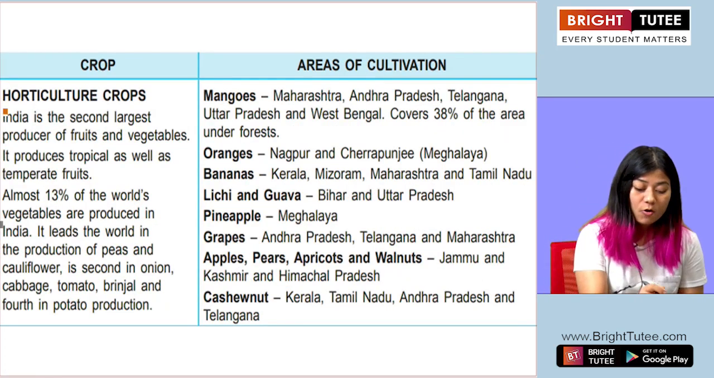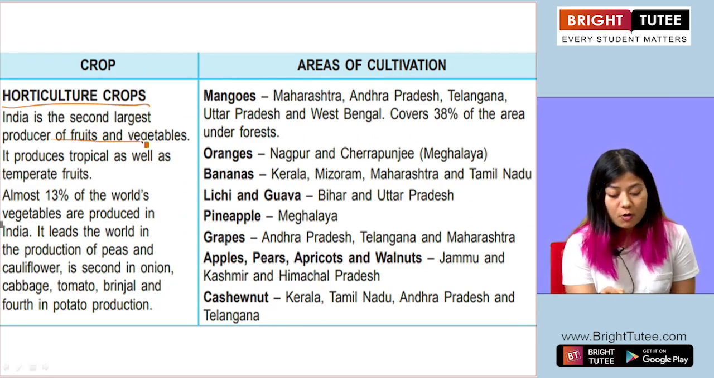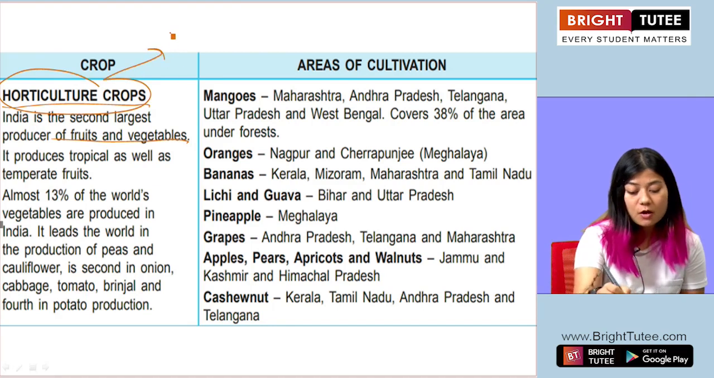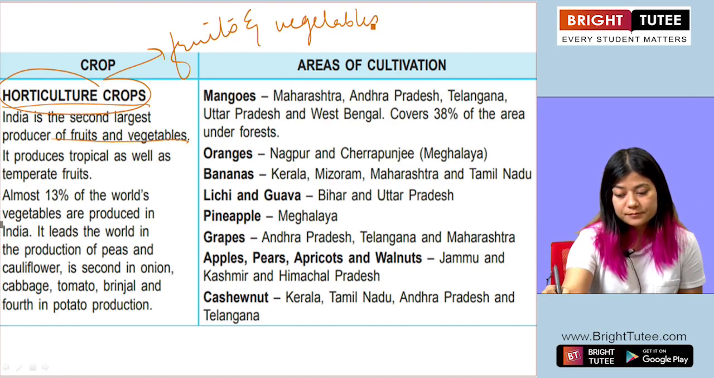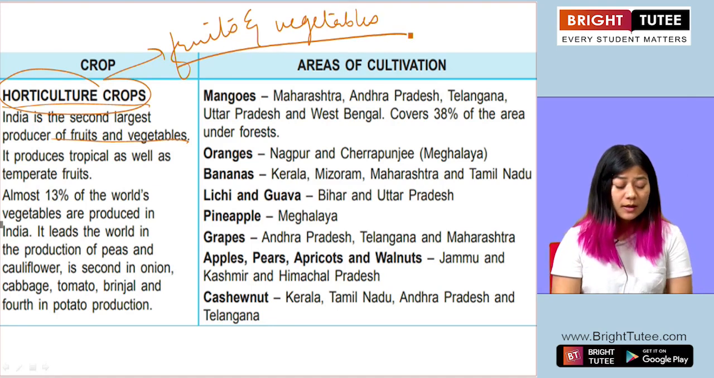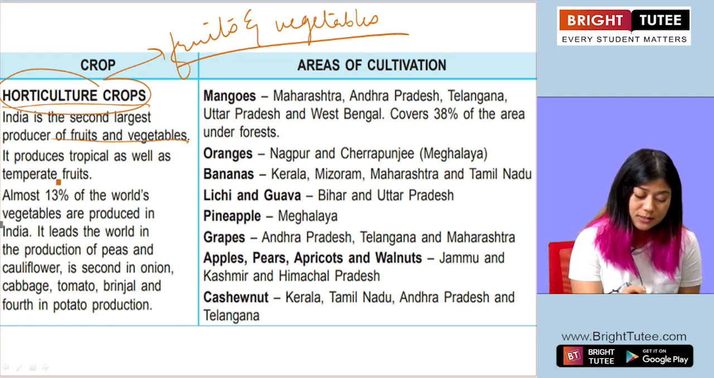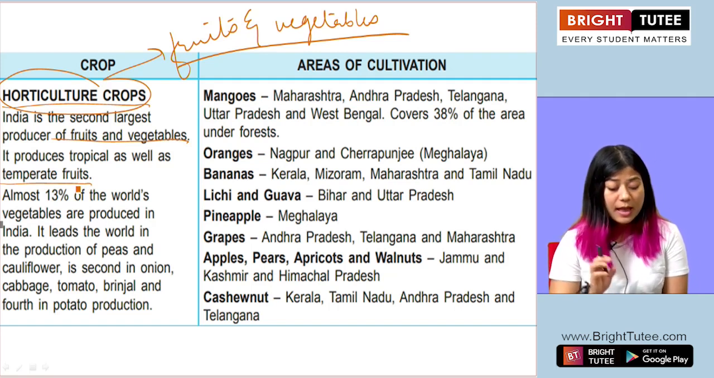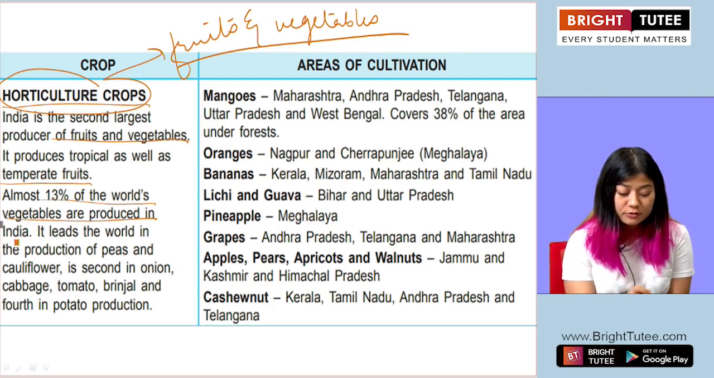Now let us look at horticulture crops. India is the second largest producer of fruits and vegetables. So you can understand horticulture crops include fruits and vegetables. Our country is the second largest producer of horticulture crops. It produces tropical as well as temperate fruits, so the fruits are cultivated in both tropical and temperate areas. Almost 13% of the world's vegetables are produced in India.